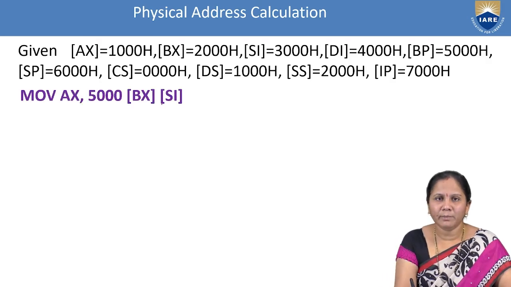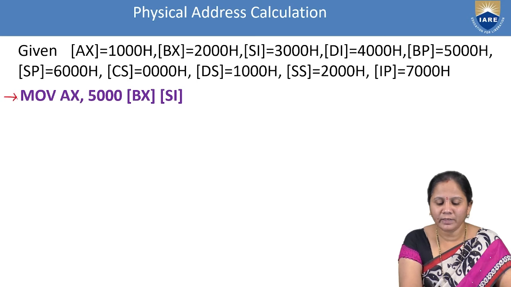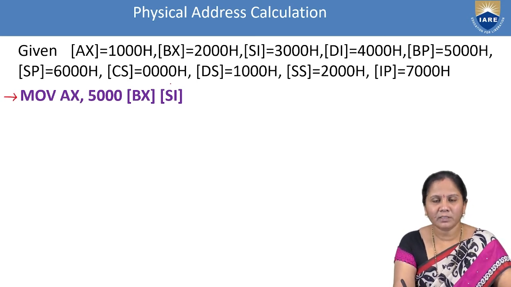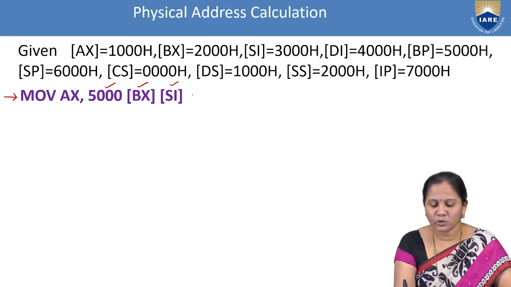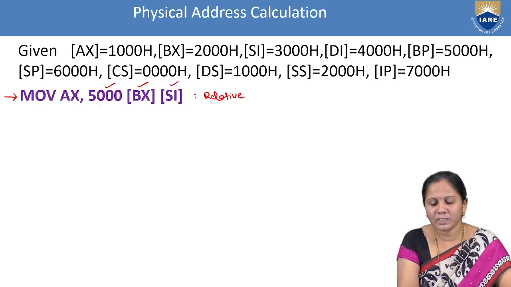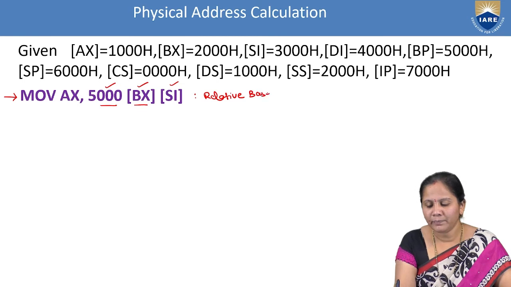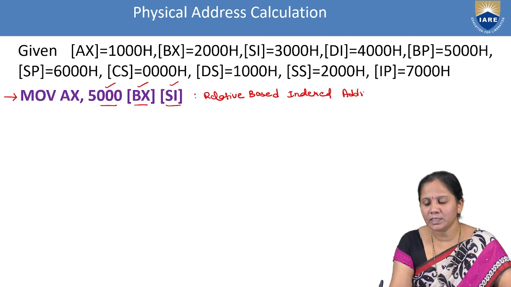Next, for the same thing here, the instruction is different. As a part of the instruction, we have an index register, a base register, and also a displacement. The displacement is 5000. So it comes under relative because of this displacement, and because of this base register, based, relative based, and this is the index register, based indexed. So this is the relative based indexed addressing mode.